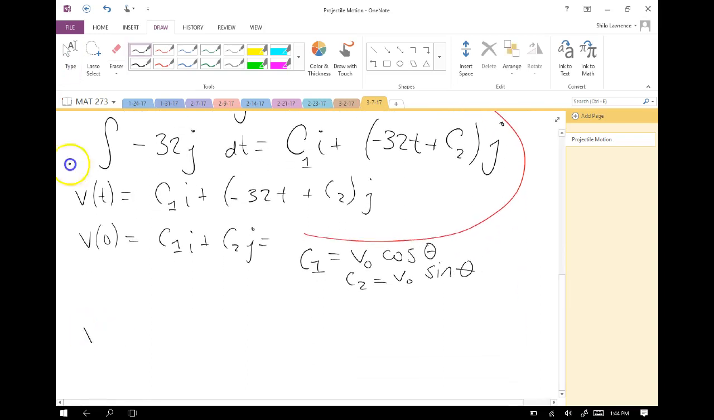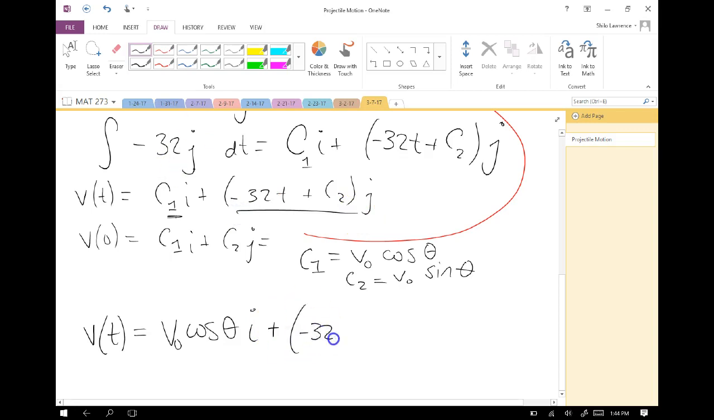So now we've got a velocity function. v of t equals, we were able to solve for C1. That's v sub 0 cosine theta. That's our i component. And then this is our j component. It's negative 32t plus C sub 2, which what we found was v sub 0 sine theta. That's our j component. And then we need to go through the whole process one more time with an antiderivative to get back to a position function.